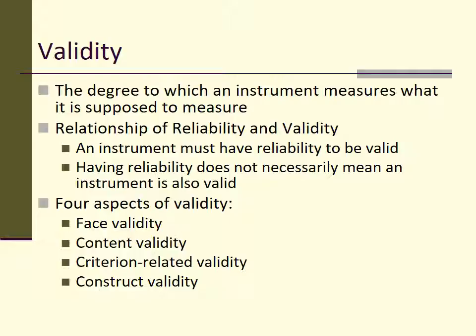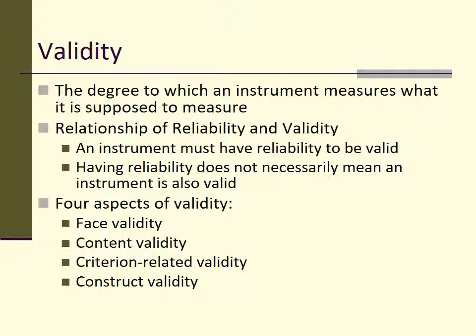Validity is the degree to which an instrument measures what it's supposed to measure. For example, if an instrument is supposed to measure assertiveness, how do you know it's measuring assertiveness and not aggressiveness, self-confidence, or some other similar attribute? An instrument must be reliable to be valid. If it's not measuring reliably, no faith can be put in what it says.